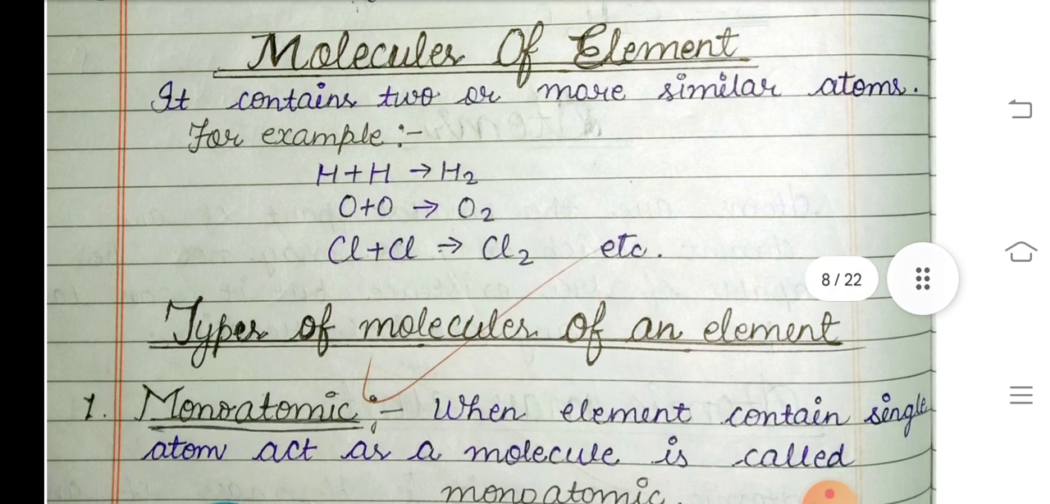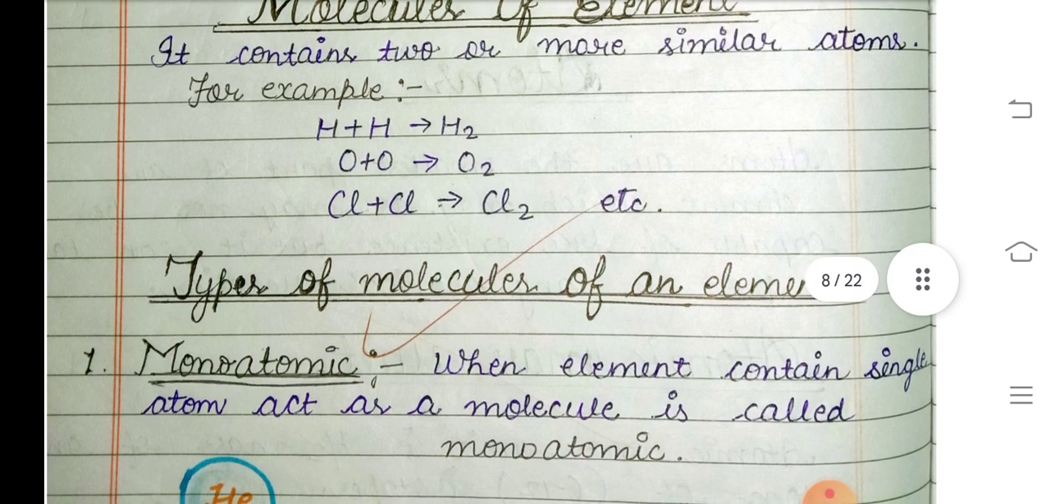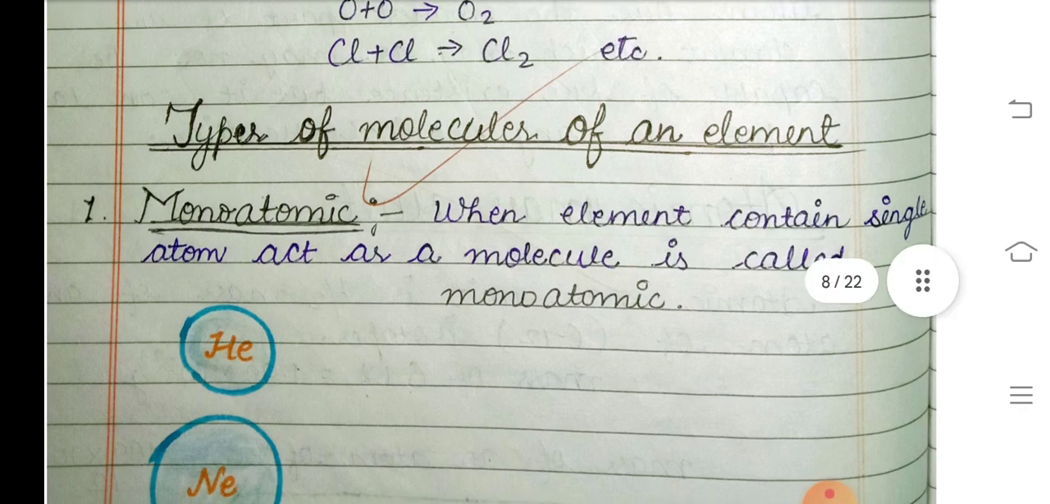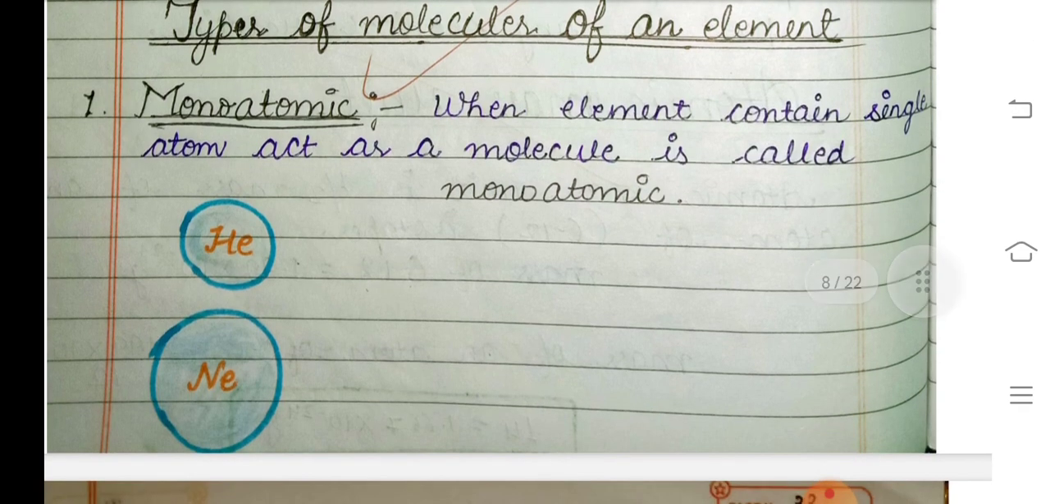A molecule of an element contains two or more similar atoms, for example H plus H will be H2, and O plus O will be O2. Cl plus Cl is equal to Cl2, right? Okay, so the types of molecules of an element are monoatomic, diatomic, triatomic, tetraatomic and polyatomic, right?